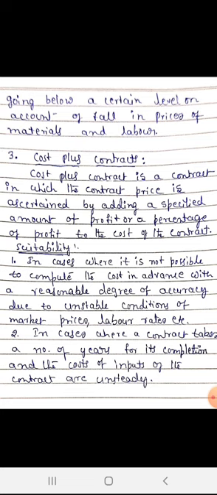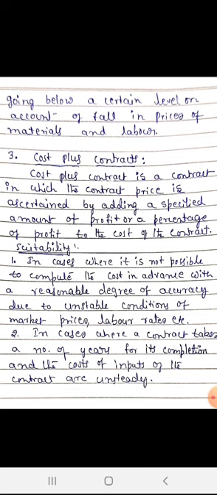Okay, next, cost plus contract. A cost plus contract is a contract in which the contract price is ascertained by adding a specified amount of profit or a percentage of profit to the cost of the contract. It's very easy and it's very popular. Cost plus contract means first we have to estimate the cost of the contract. Then we add the cost plus profit equal to sales. First we estimate the cost, then we add a certain percentage of profit, that is the cost plus contract.